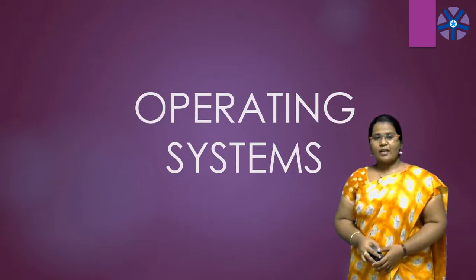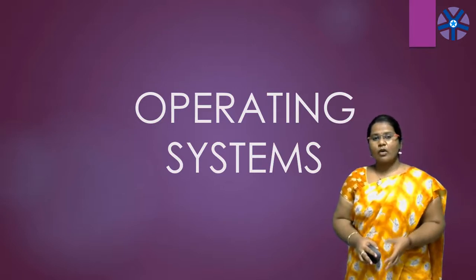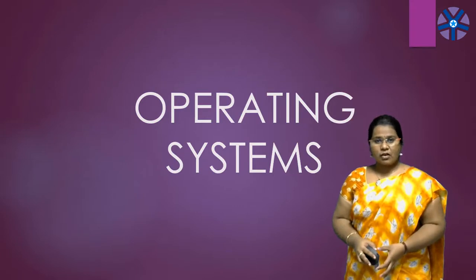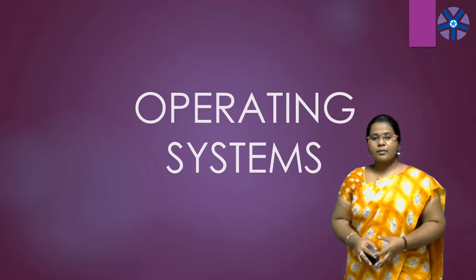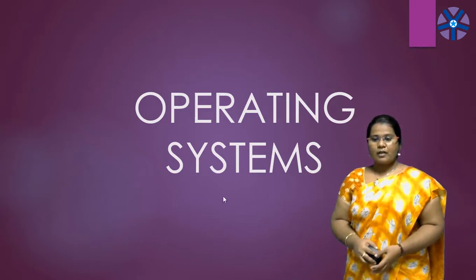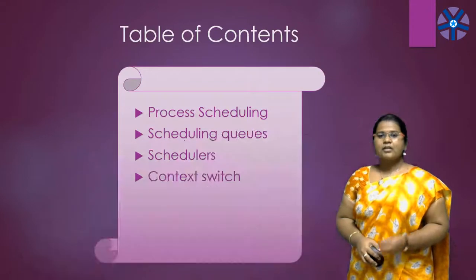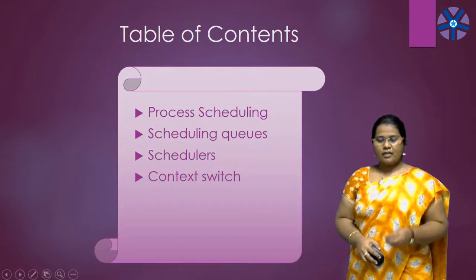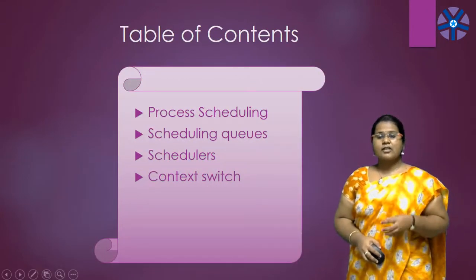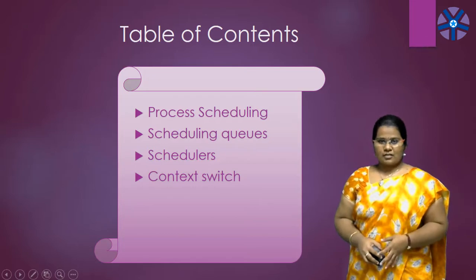In the last video, we started the second unit and saw concepts like what a process is, the process state diagram, and the process control block. In today's session, we are going to see process scheduling: what scheduling queues are, schedulers, and context switching.